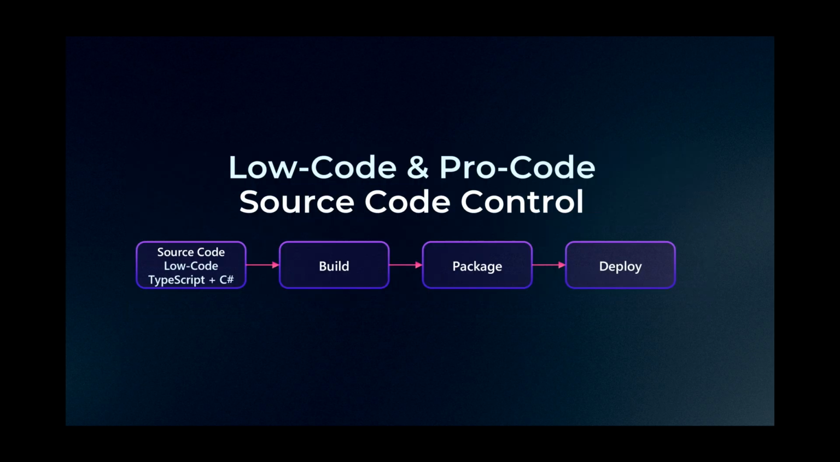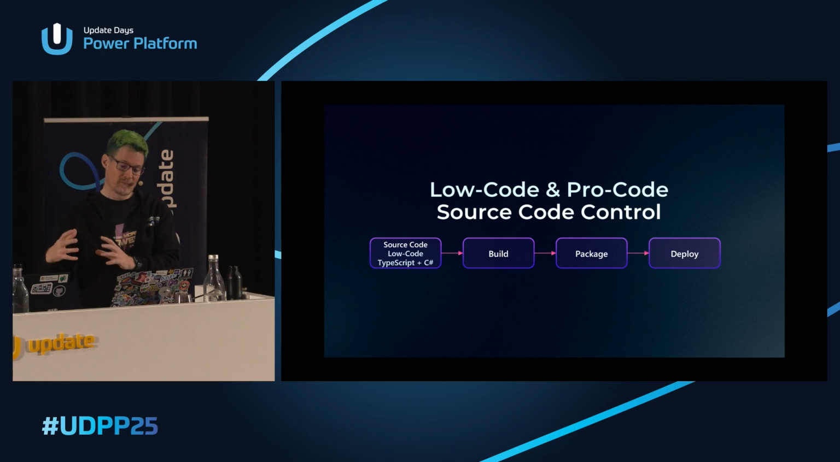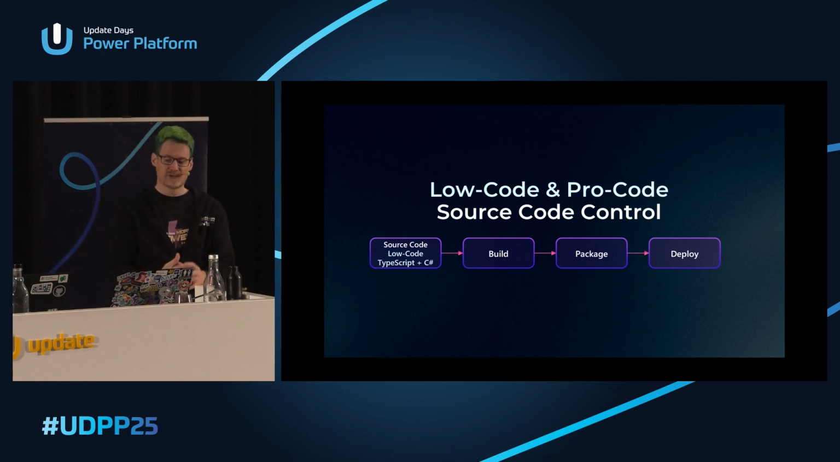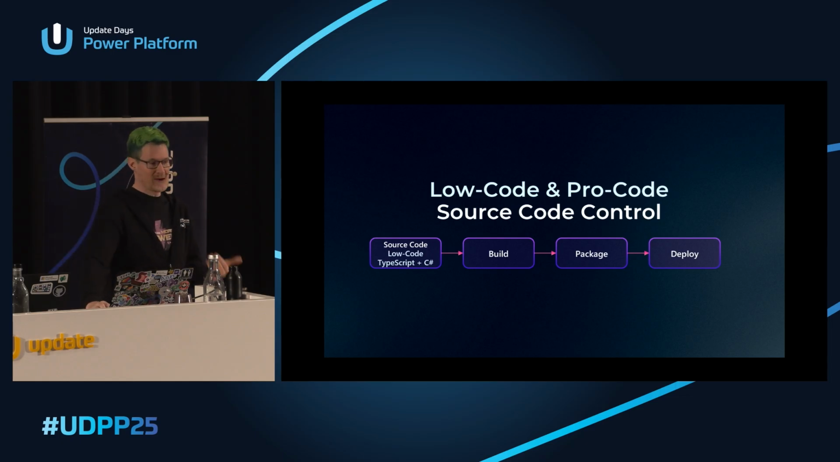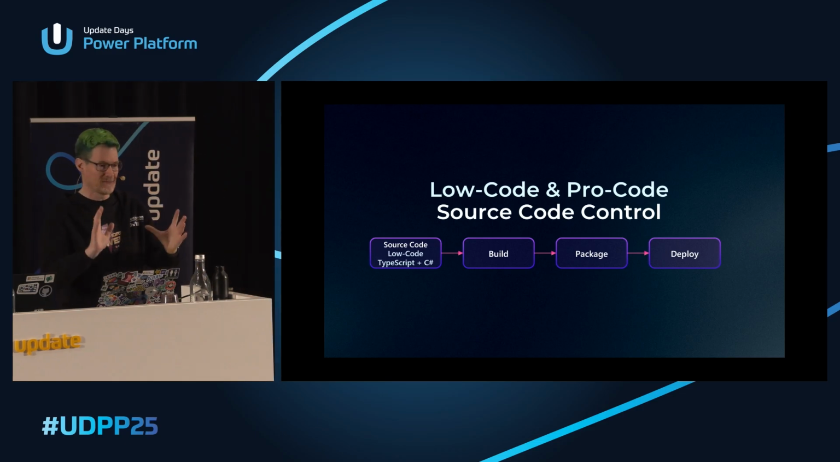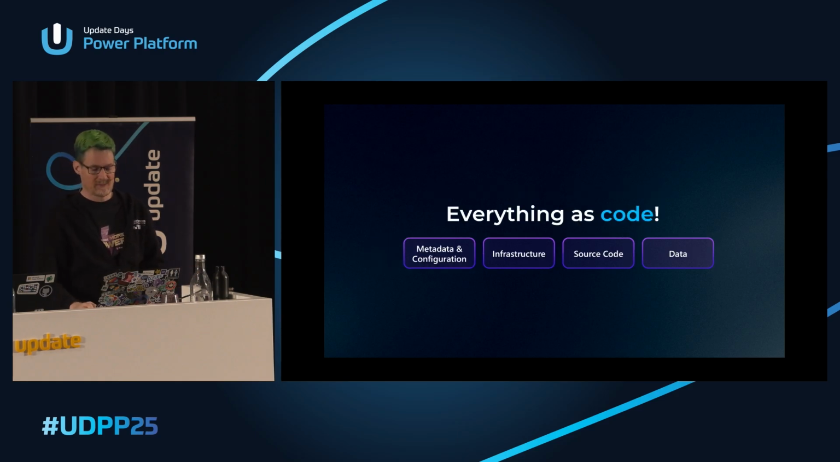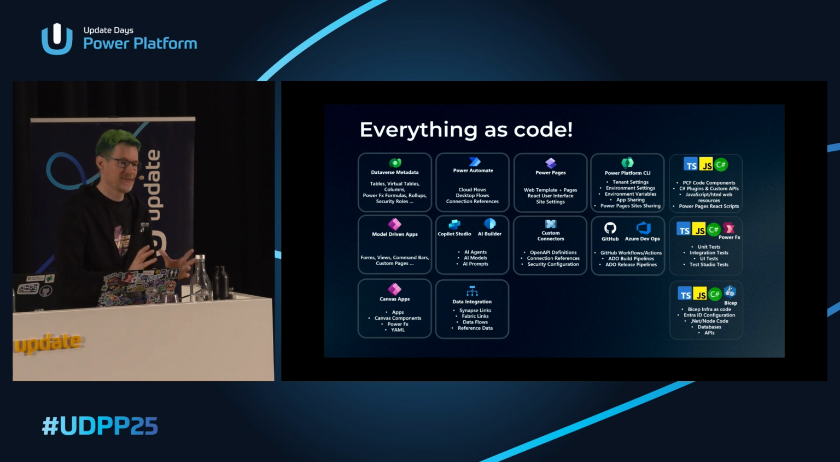What this allows us to do is to take that source code, which is the low code as well as TypeScript and C#, build from source code, create a solution, and then deploy it. That enables us not only to use software engineering best practices to see what changes we're making, so we know what is in our deployment. When we deploy it, we're not just simply pressing that button and hoping for the best. We know exactly what has changed. And then it also allows us to run continuous integration and deployment. So we want everything to be as code.